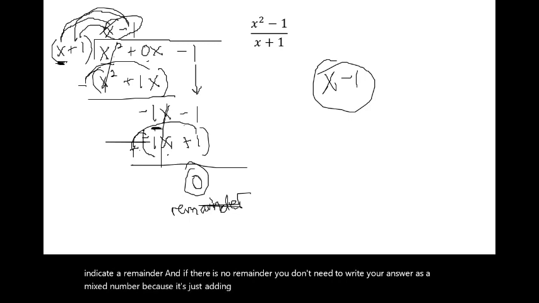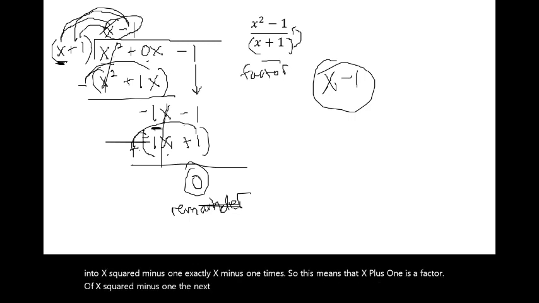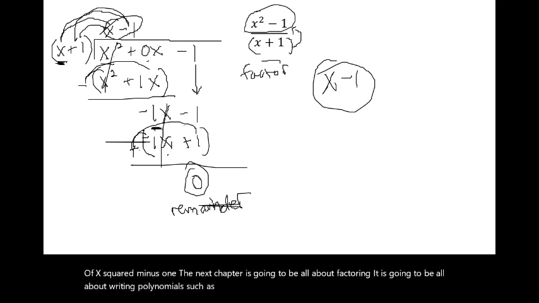So what this means is that x plus 1 actually goes into x squared minus 1 exactly x minus 1 times. So this means that x plus 1 is a factor of x squared minus 1. The next chapter is going to be all about factoring. It is going to be all about writing polynomials such as x squared minus 1 as the product of two other polynomials, x minus 1 times x plus 1. So we're going to be seeing factors a whole lot more.